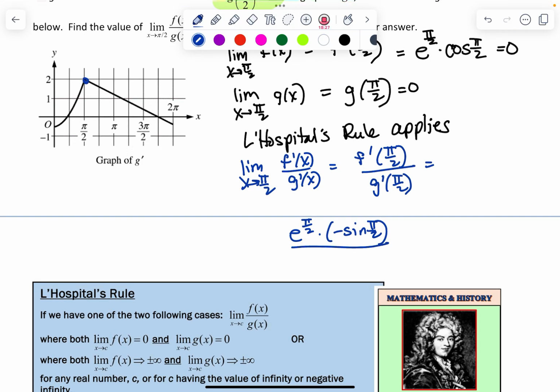And then for this one, now this is the graph of the derivative. So most often students are like, oh, there's a corner, but that is, in fact, the graph of the derivative. So that just tells me g prime of pi over 2 is 2. Okay, that wraps it up.